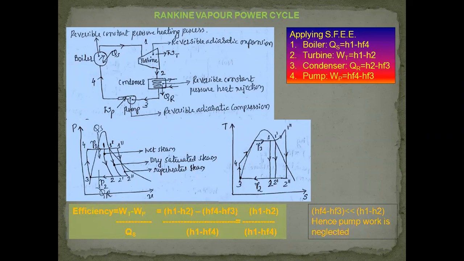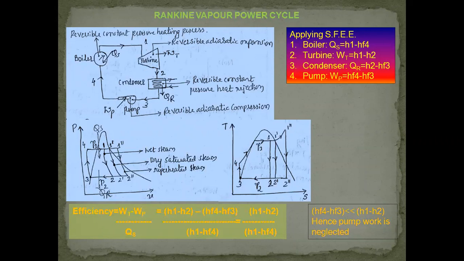As seen from the PV diagram, state 1 is a wet vapor that may enter into the turbine, or it may be at 1 dash, which is dry saturated steam, or it may be at 1 double dash, which is superheated steam. Any one of these conditions can be considered for the working substance, but the most preferred one is 1 double dash, which is superheated steam. That means the steam must always enter into a turbine as superheated steam. That is the most preferred state.